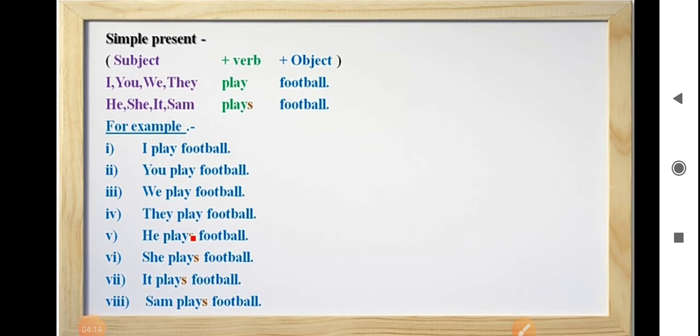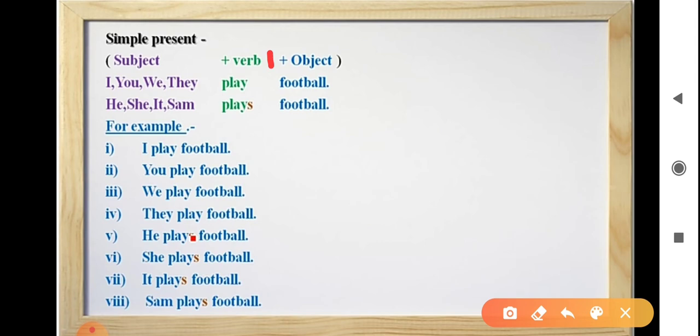As we know, sentences have three types: affirmative sentences, negative sentences, and interrogative sentences. Affirmative sentences are positive sentences. Why positive? As no negative words or interrogative words are used in affirmative sentences. That's why they are called positive. The format of affirmative sentences in simple present tense is subject plus first form of the verb plus object, as we discussed before.